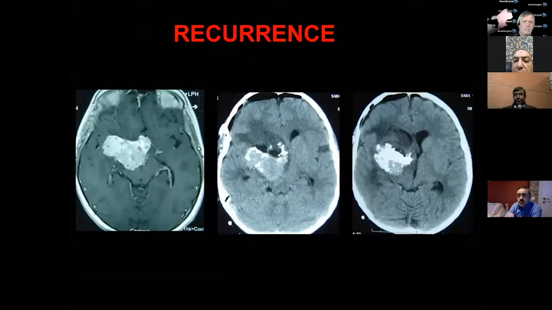Look at this. Whenever there is a preoperative MRI, they usually produce a postoperative CT scan, never a postoperative MRI. And they call this recurrence. Is this recurrence? This is incomplete excision. But this is called recurrence, even by a radiologist.